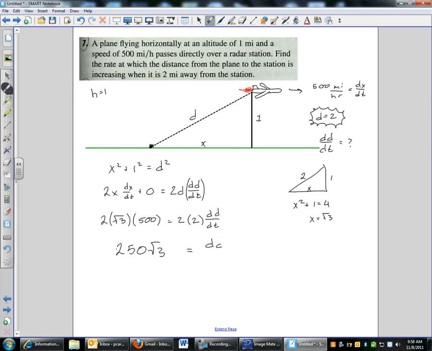We just need units. What would units be? Miles per hour. It's the rate that the distance is changing. That distance would be measured in miles, and time is measured in hours. So there's your answer.